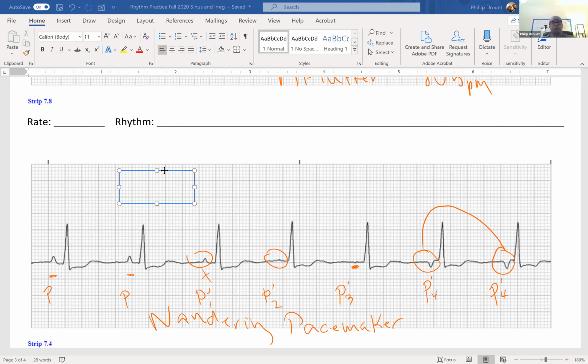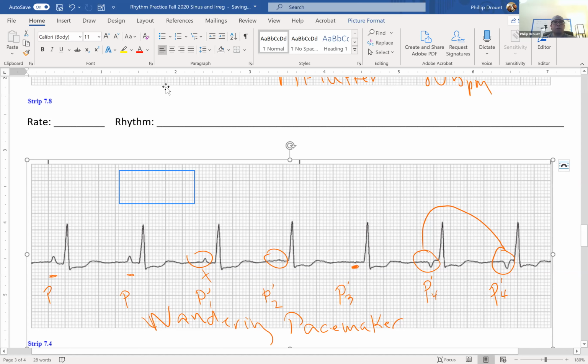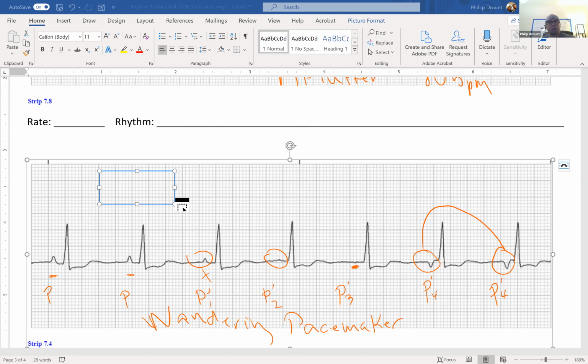Okay, so now we need to think about our irregular rhythms, and we've already identified that this is wandering atrial pacemaker because our rate is below 100 beats per minute. And although we haven't calculated it quite yet, we'll be able to do that right now. So now let's do that. Line that up, 5, 10, 15, 20, about 23. 1500 divided by 23 gives us a rate of 65 beats per minute. 65 beats per minute.